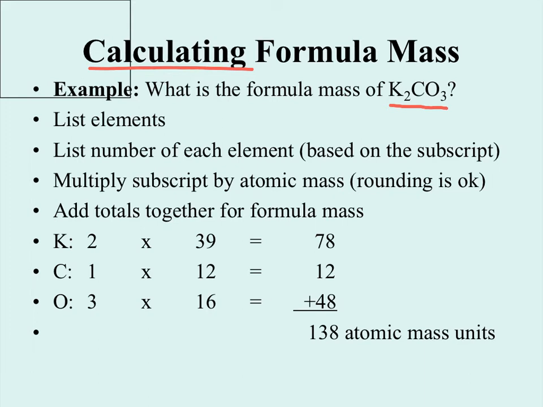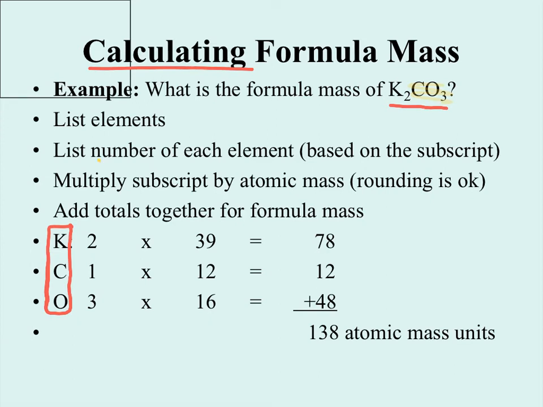To find the formula mass, you're going to list each of the elements. So we have to separate everything. So even though CO3 is a polyatomic ion of carbonate, we have to separate everything when we're calculating the formula mass. We can't keep it together like we could when we were balancing equations. Now we're just looking at masses of things. So the first thing, again, we're going to do is list out our elements. The next thing we're going to do is count them.